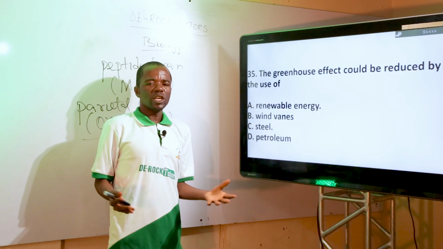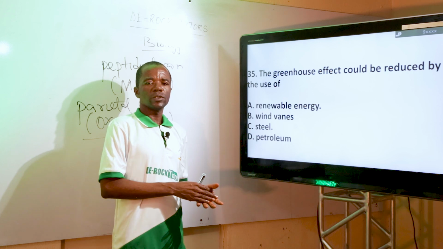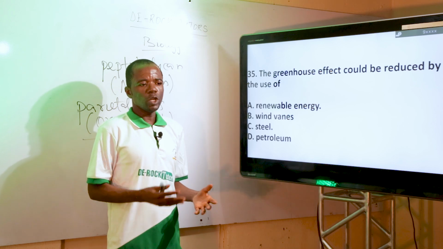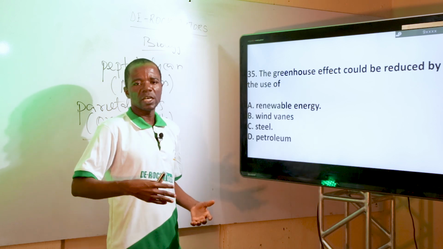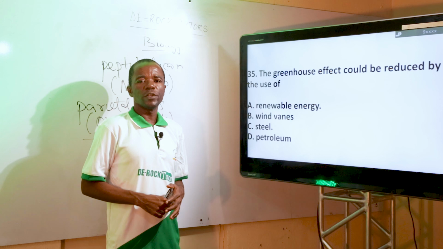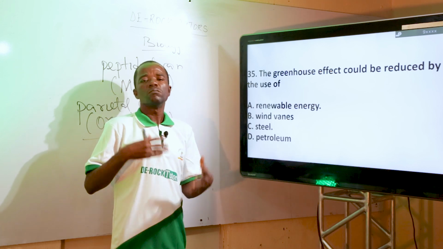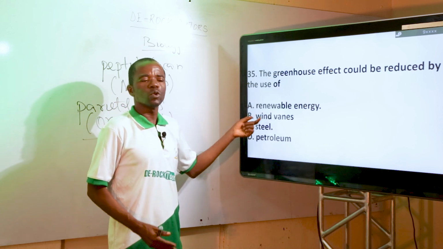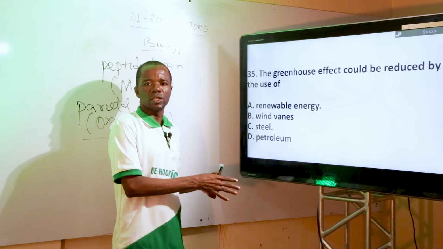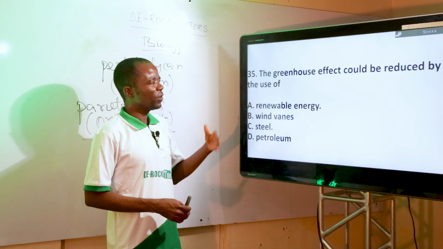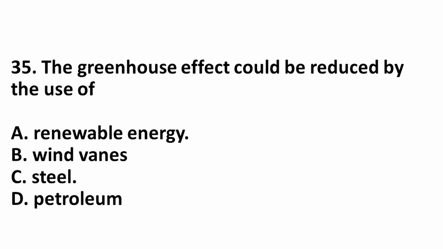Now, in Nigeria, for example, the majority of our electricity is derived either from coal or from gas turbines. And we know some of these gases are also methane. I mentioned methane as one of the culprits responsible for greenhouse effect. But in advanced countries of the world, people are now moving away from petroleum or fossil-based fuel to energy derived from wind. Wind-generated electricity does not release any amount of greenhouse gases to the atmosphere. So the correct answer for number 35 is B, wind vanes.